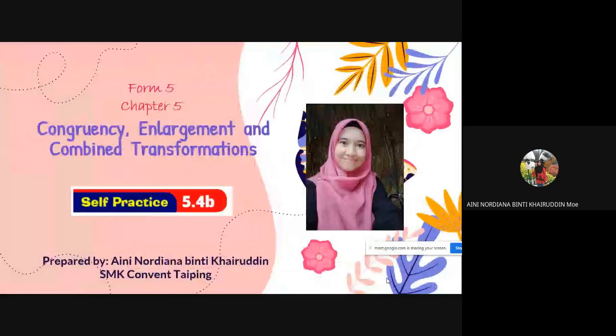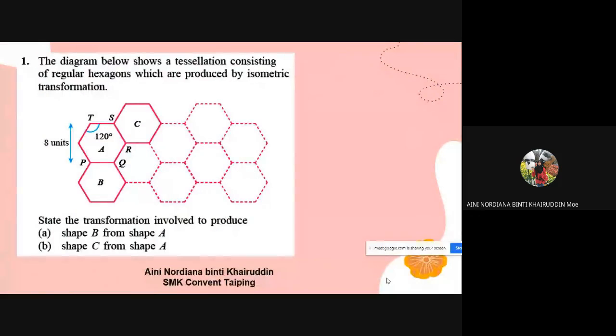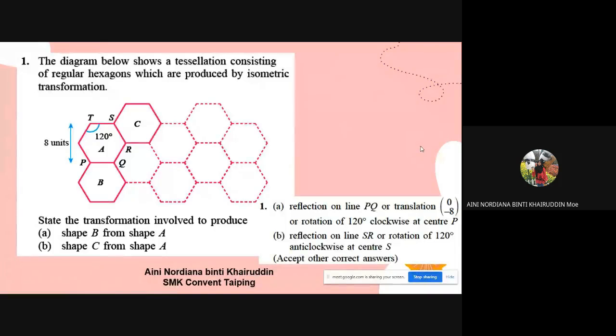So self-practice 5.4b. Only one question. Very easy question. The diagram below shows a tessellation consisting of regular hexagons. State the transformation involved to produce shape B to shape A and shape C from shape A. So this is the answer. Okay, now mark your answer.